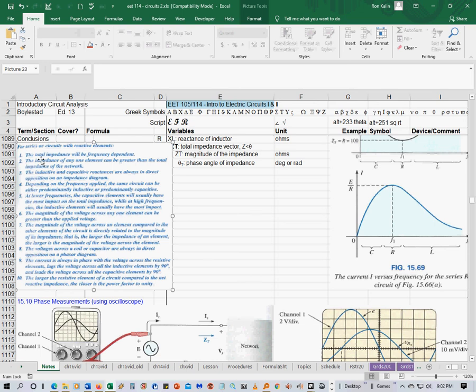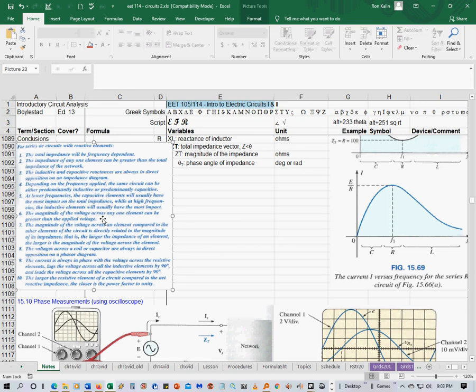For the conclusions of this chapter, the total impedance will be frequency dependent with reactive elements. The impedance of any one element could be greater than the total impedance of the network. The inductive and capacitive reactances are always in direct opposition on an impedance diagram. Depending on the frequency applied, the same circuit can be either predominantly inductive or predominantly capacitive. At lower frequencies, the capacitive elements will usually have the most impact on total impedance, while at high frequencies, the inductive elements will usually have the most impact.